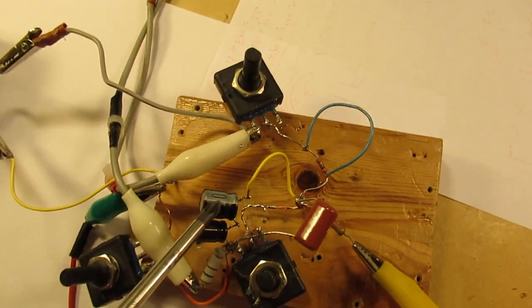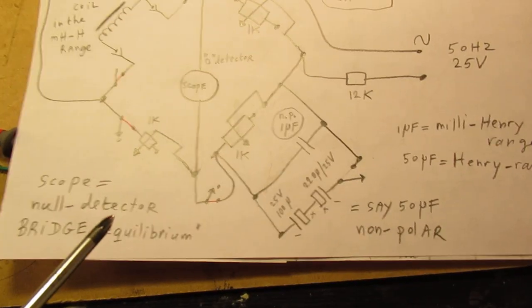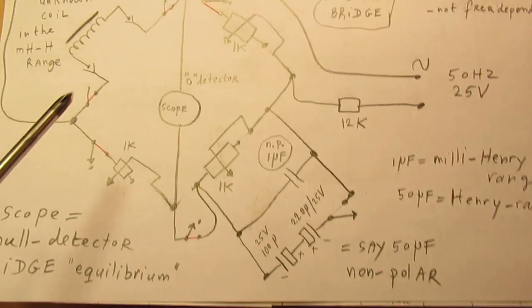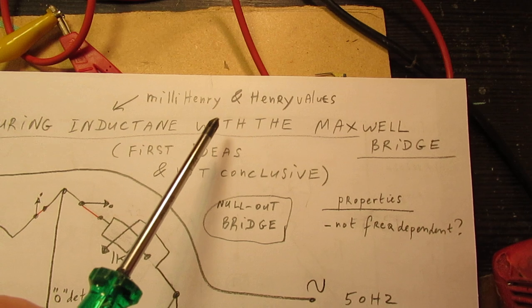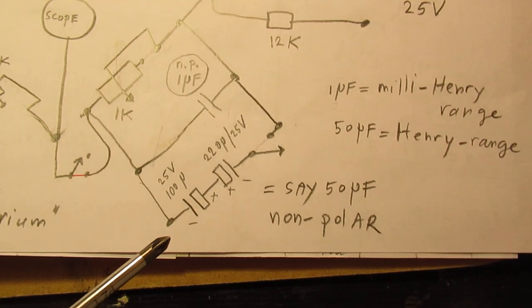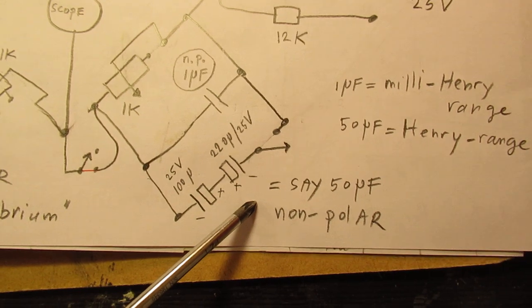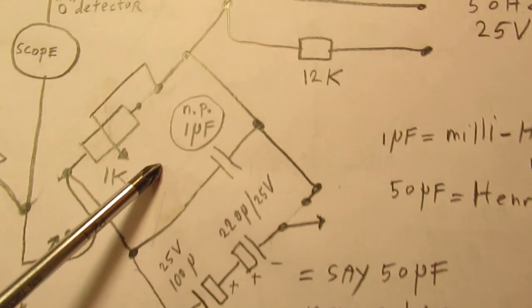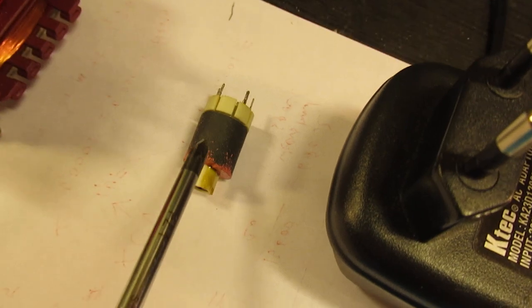1K potentiometers, and they are here. And I tested it and found out that there are two good capacitor values to test these kinds of heavy coils, say in the millihenry up to the 1 henry or more henry range. And that is this: I made a kind of non-polar capacitor of 50 microfarad and a non-polar capacitor of 1 microfarad. And with that 1 microfarad capacitor, I could measure this coil in a proper way.